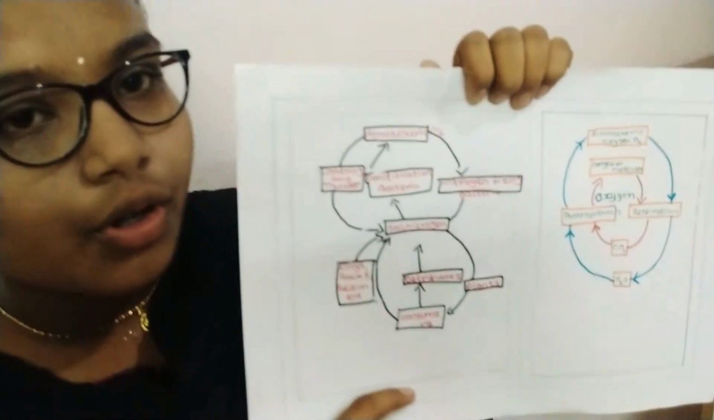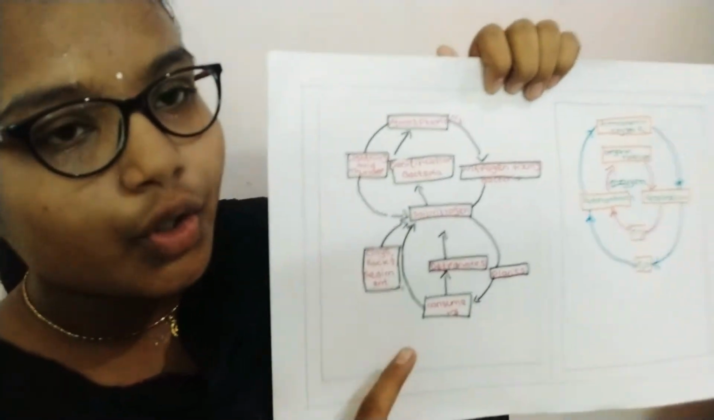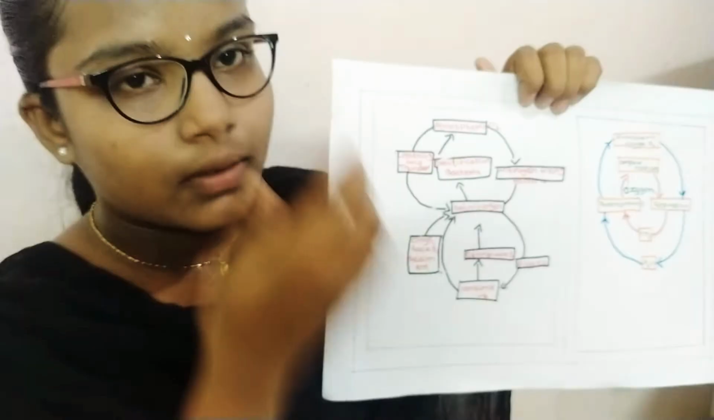You see here, I drew one picture regarding the nitrogen cycle. Do you know about the nitrogen cycle? Before, we learned about the water cycle. There are so many cycles: water cycle, nitrogen cycle, carbon cycle, oxygen cycle.